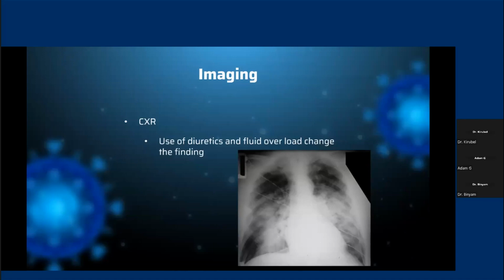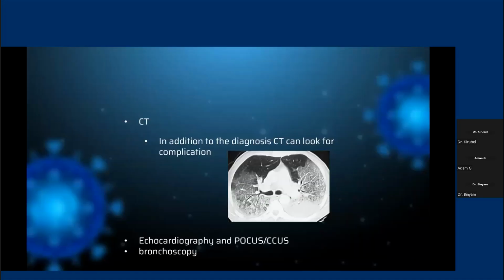But the imaging might be different depending on the fluid status of the patient. If the patient is congested, they will have more prominent opacification, and if the patient is dehydrated, after diuretics and such, the consolidation and opacities will decrease.